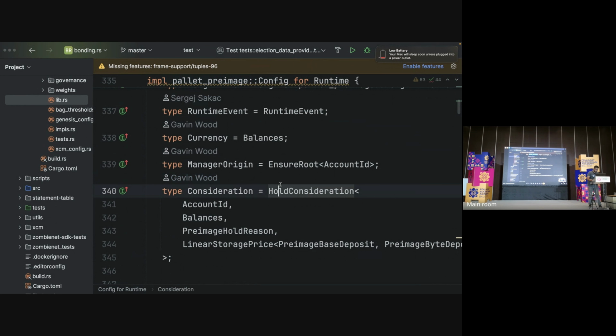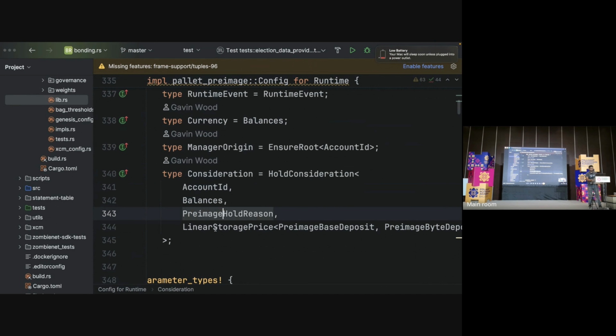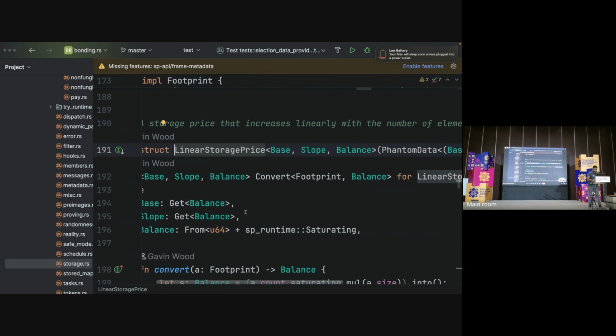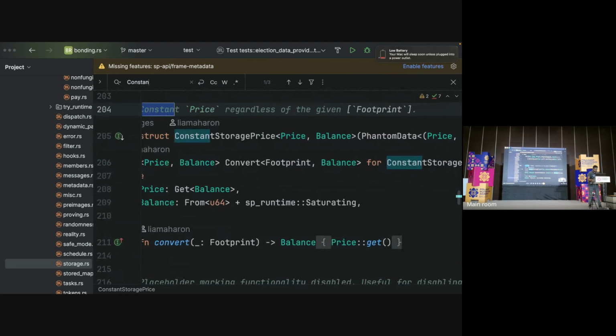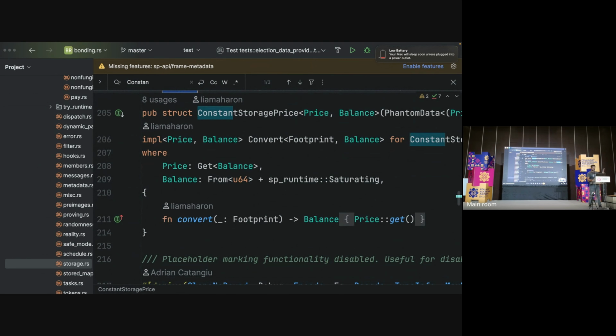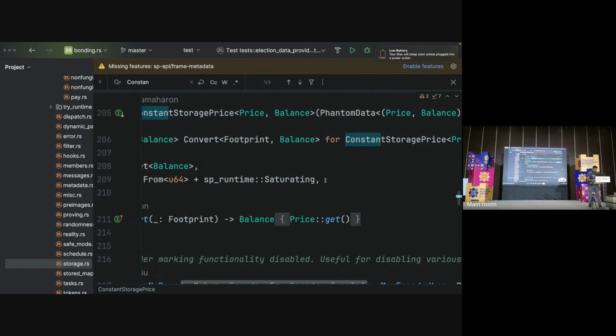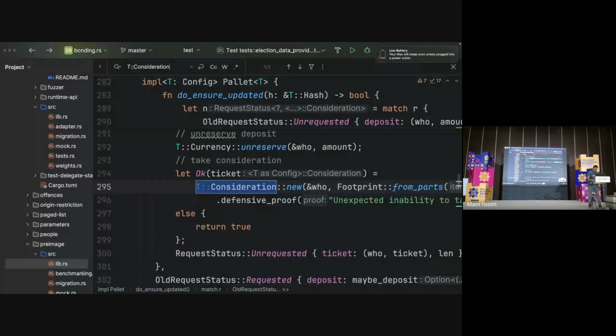And here you're saying it's a hold consideration. What is the reason? What kind of formula to use? So I showed you linear, but I think there is one more, constant storage price. And you can create your own implementation of this. What's the trait? Convert. Yeah. So you're just converting footprint to balance. And so this constant storage price just gets some price, whatever you pass it. It's like a constant fee all the time. Doesn't matter if the footprint increases. Now that we have this, how do we use this? So let's see how this palette uses it.